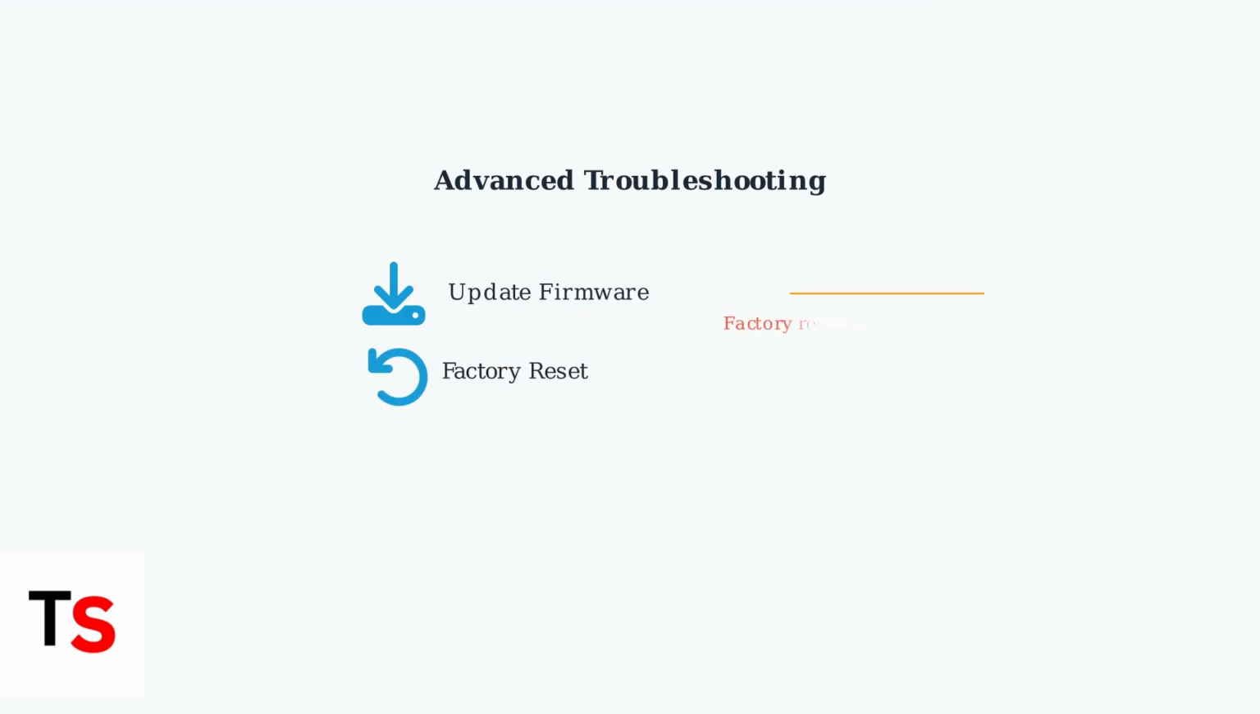If firmware updates don't help, you can try a factory reset. However, be aware that this will erase all your custom settings and you'll need to reconfigure your router. As a last resort, contact your internet service provider or TP-Link customer support for professional assistance. They can help diagnose hardware issues or provide replacement units if needed.